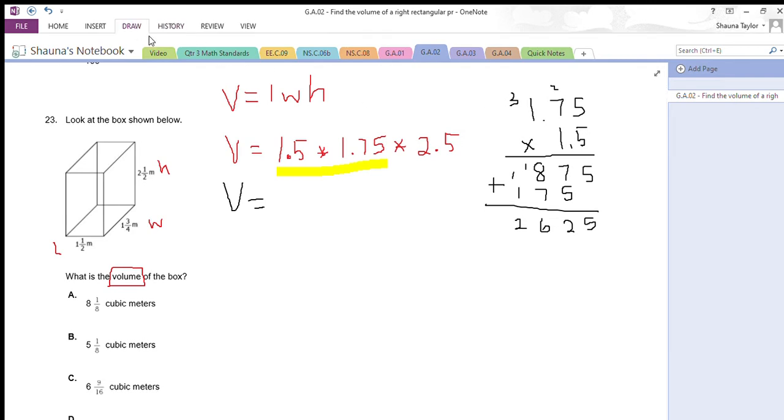Okay, now I got to go look over at my decimals. So I notice that there's 3 numbers behind my decimals. So I start at the end and go 1, 2, 3. So my answer is 2.625. So I'm going to write that over here. 2.625. So now I'm going to bring down the times 2.5 that I did not use.